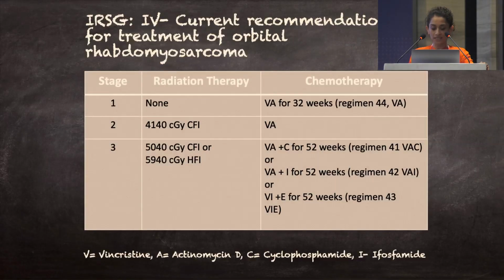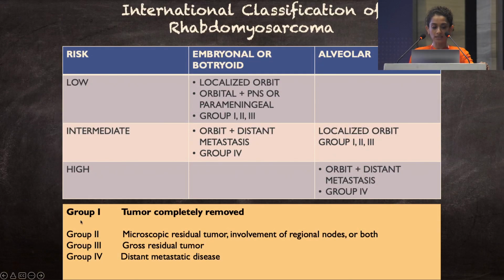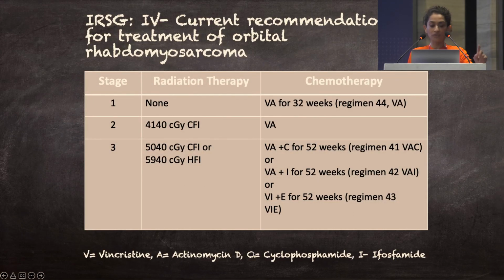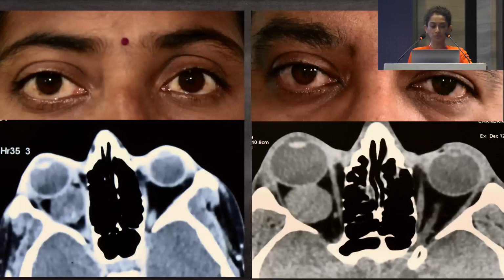And why would I say that? As you can see here, we group it. Group 1, with good prognosis, is tumor completely removed. Group 3 is gross residual tumor. So it actually prognosticates the tumor status. It's very, very important. And we have the multimodal treatment protocol. I'm not going into that.